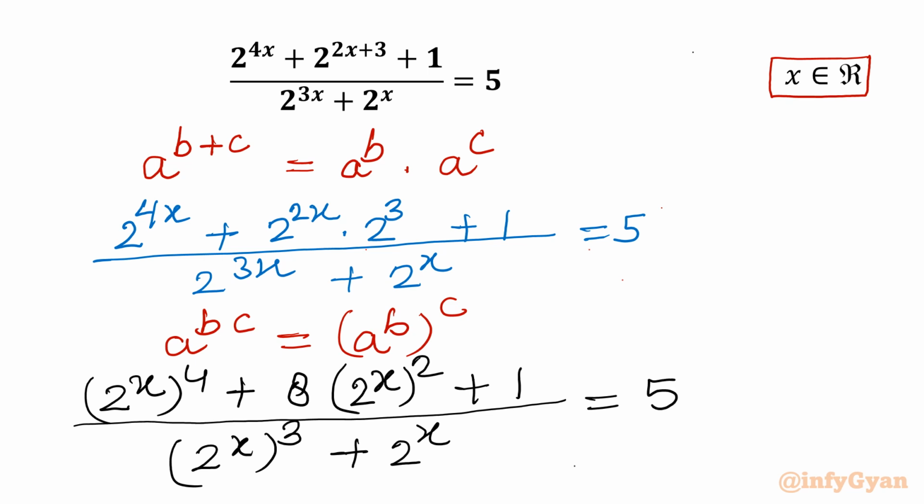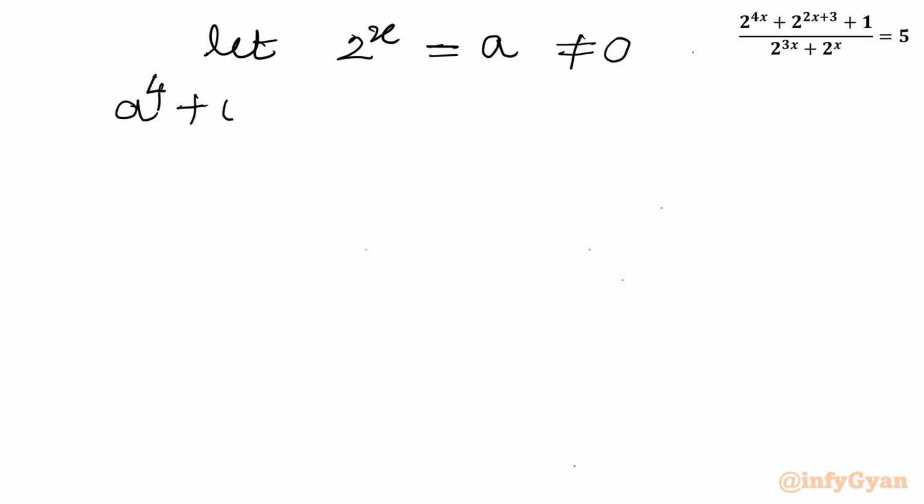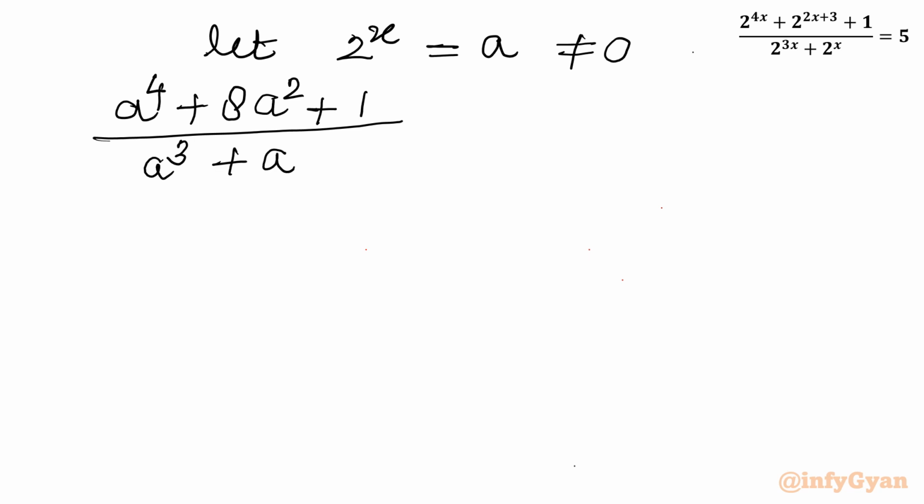Now let us use substitution. I will write 2^x equal to a, suppose. Let 2^x equal a. So a will always be positive and cannot be equal to 0. Let's apply: a^4 + 8a^2 + 1, divided by a^3 + a, equal to 5. Now a is non-zero, so we can cross multiply.